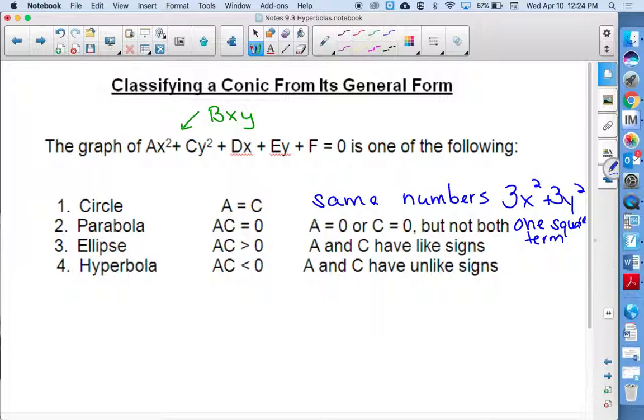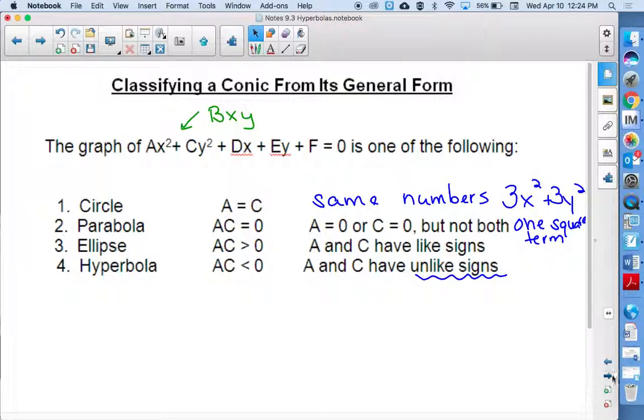The third one, an ellipse. It says they have the same signs. So it's both positive for x and y, or they're both negative for x squared and y squared. And then the last one would be the hyperbola, and it says they have unlike signs. So we have one that's positive and the other one that's negative. So it's an ellipse if everything is positive, or it's all negative. It's a hyperbola if you have one positive x squared term and a negative y squared term, or vice versa.